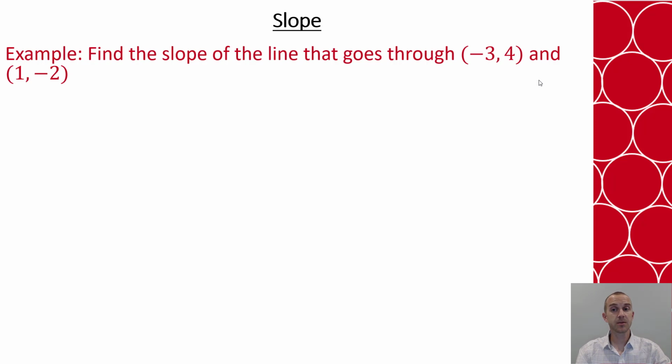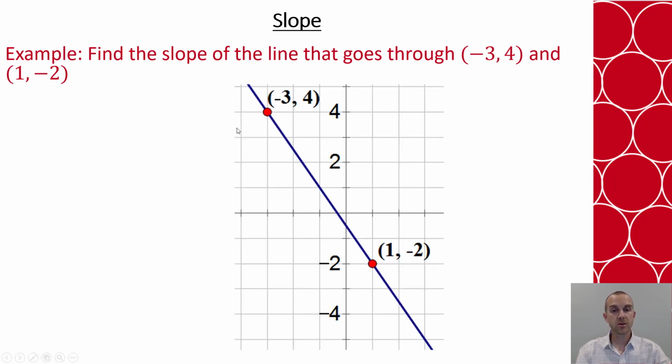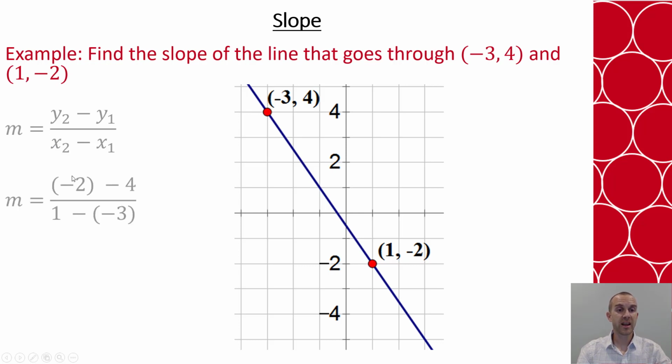So let's look at an example. Say we have the ordered pairs (negative 3, 4) and (1, negative 2), and we want to know what's the slope of the line that goes through them. So here is that line graphed. I would use my slope formula, which is the change in my y's divided by the change in my x's. So if I say the second ordered pair is here, I'm going to take my y value, negative 2, and subtract my y value from the first ordered pair, positive 4.